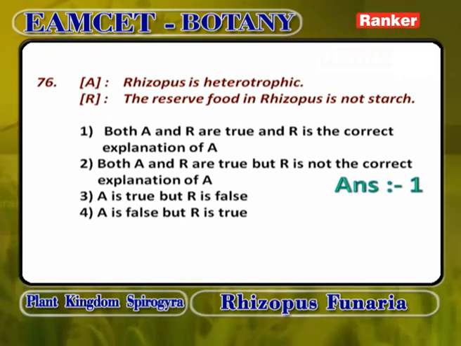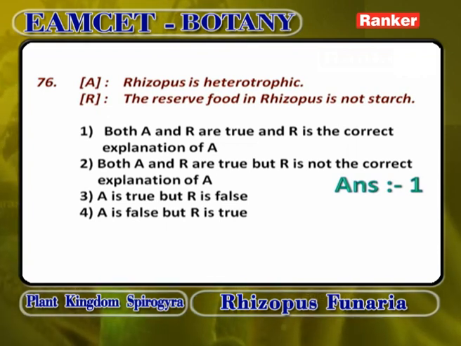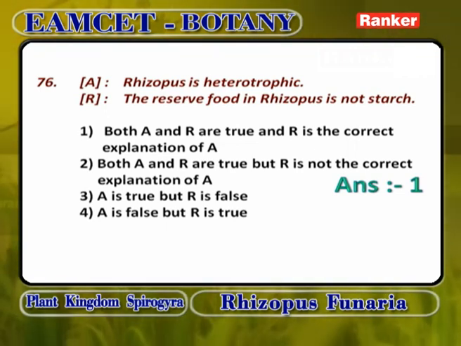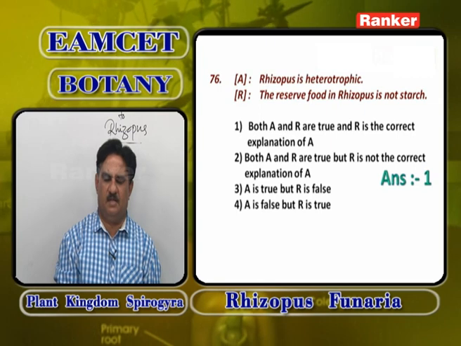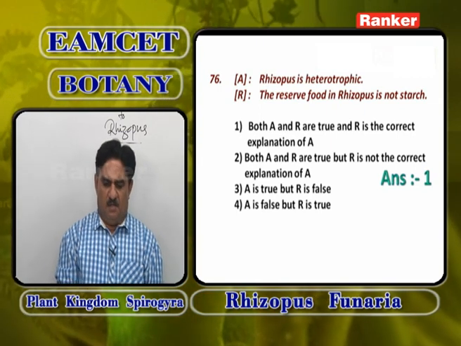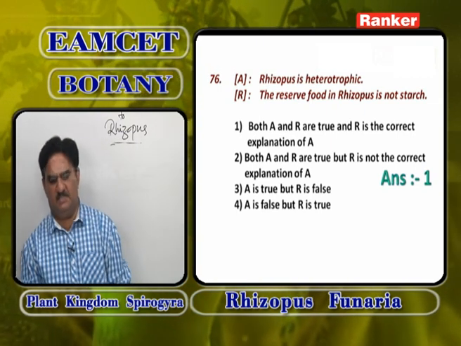Rhizopus is heterotrophic. Heterotrophic means it cannot synthesize its own food material because chlorophyll is absent. So, heterotrophic thallophytes are Rhizopus. The reserved food material in Rhizopus is not starch. Whenever they are not autotrophic, no question of chlorophyll, no question of photosynthesis, no chance of reserved food material starch. Because Rhizopus is heterotrophic, it cannot synthesize its own food material, as they are achlorophyllous in nature.